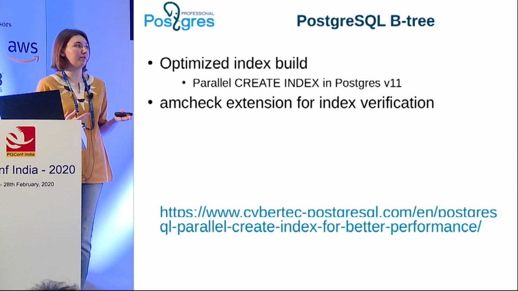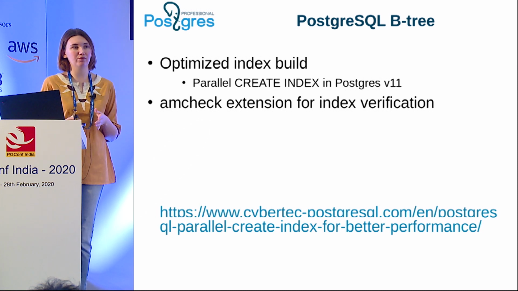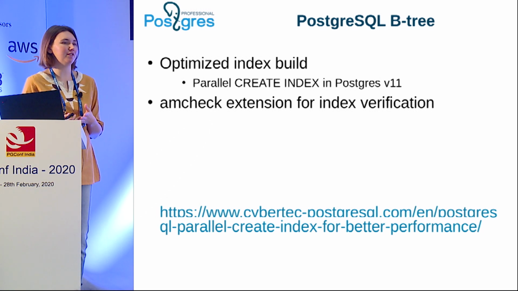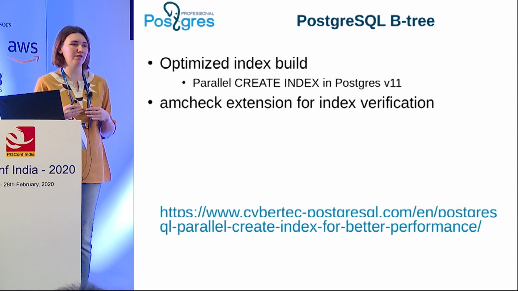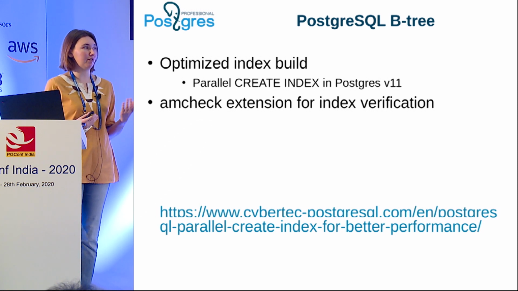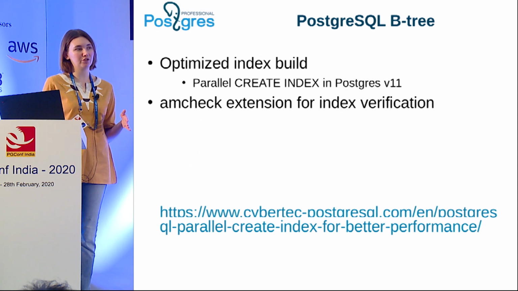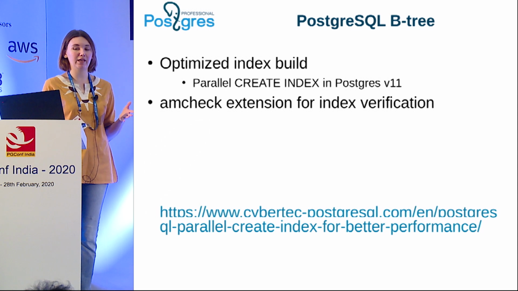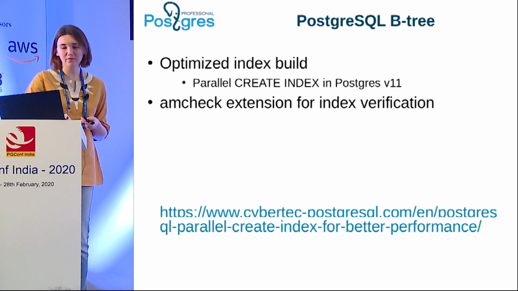And also one more feature of B-trees is the amcheck extension for index verification. So if you attended Robert's talk about possible database corruption, you know that it's always good to have one more tool to check that everything goes well in your database. And you can use this amcheck tool with your Postgres indexes to ensure that their logical and physical structure is correct, that it's not corrupted. This amcheck tool also supports other index types, so you can use it with any other index.